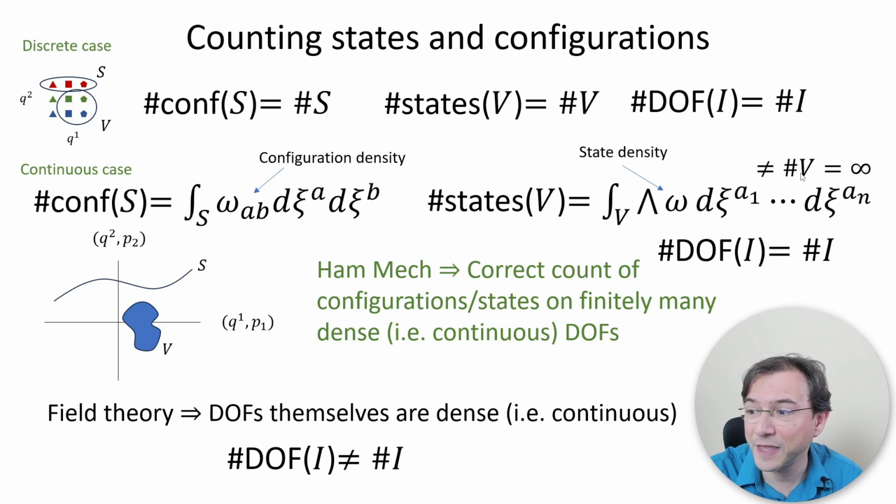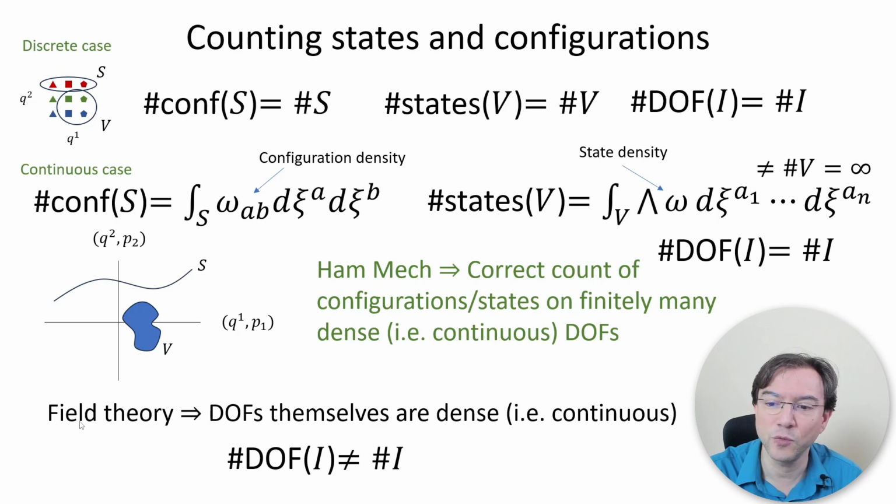And again, the important thing is that we're not counting the points in the volume to get the number of states, because that would be infinite. What we do is actually integrating the volume form, which gives us a state per volume density. But for the number of degrees of freedom, we're still counting them. We have finitely many, and we count them 1, 2, 3, X, Y, Z. Those are the degrees of freedom that we have.